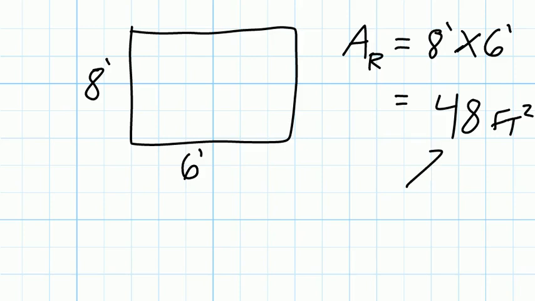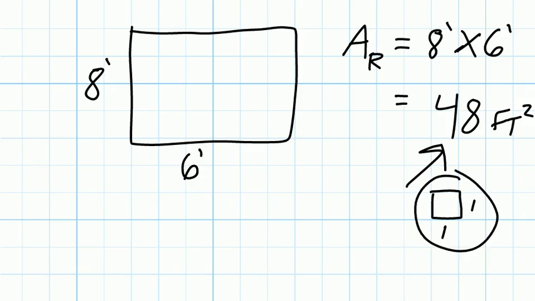What this number means is if you took blocks that were 1 foot by 1 foot, let's use this square here and say that this is a 1 by 1. 48 of these would fit inside of this. So it gives you an idea of how much material that you'll need. Let's do one more example.